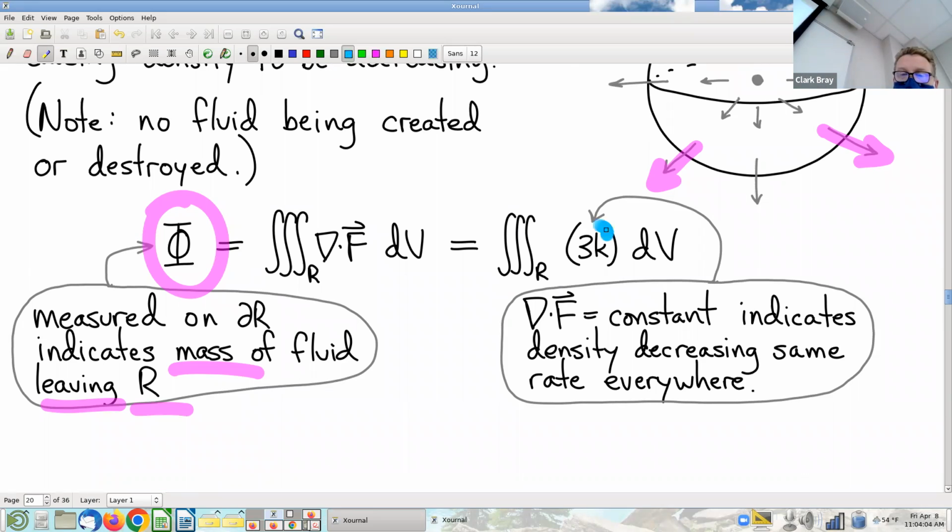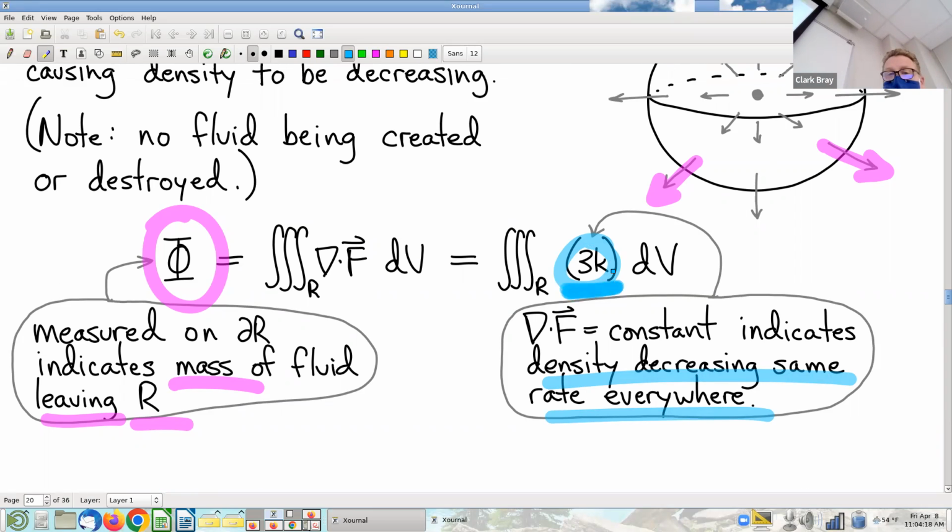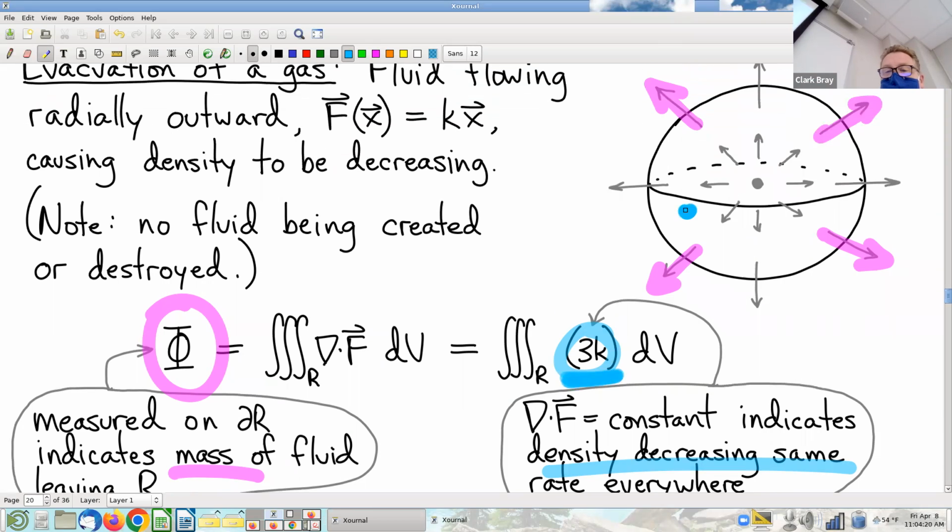This divergence is measuring how much that mass is decreasing in one place versus the other. You see this is a constant, and that's consistent with the density: the mass per unit volume there is decreasing at the same rate as it is here, because remember our model is a gas where the temperature is going up uniformly, and so the density is going down at the same rate.